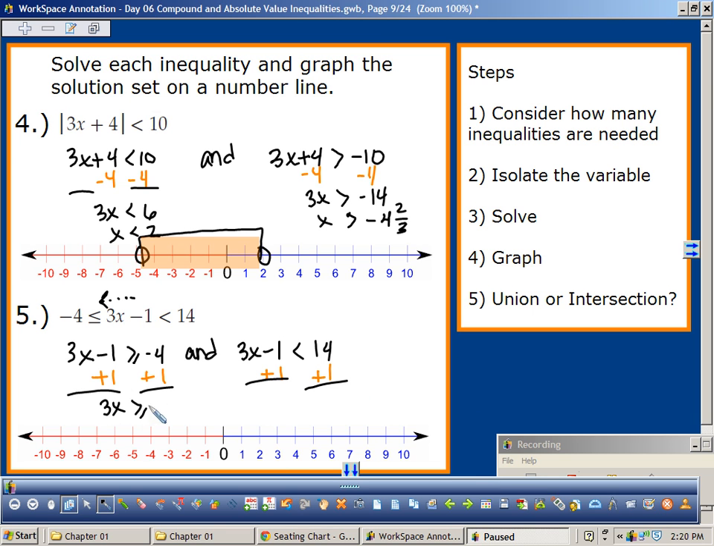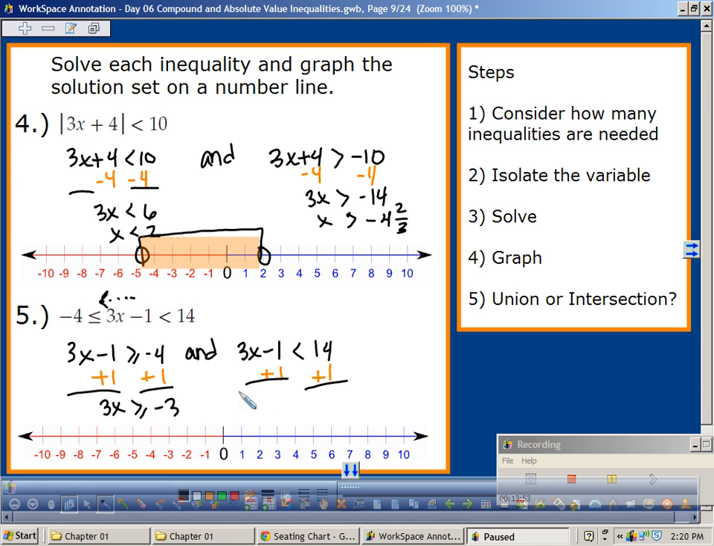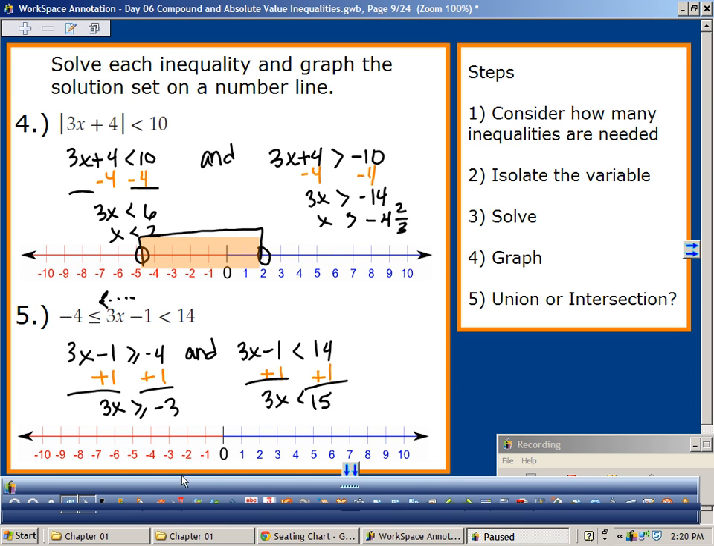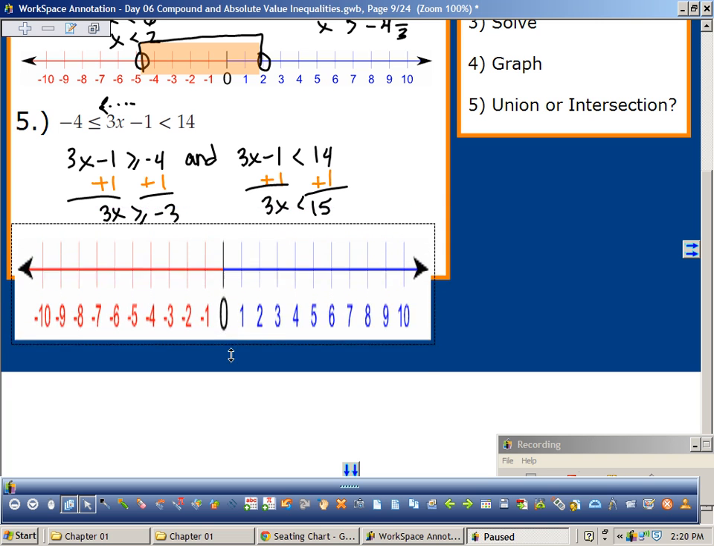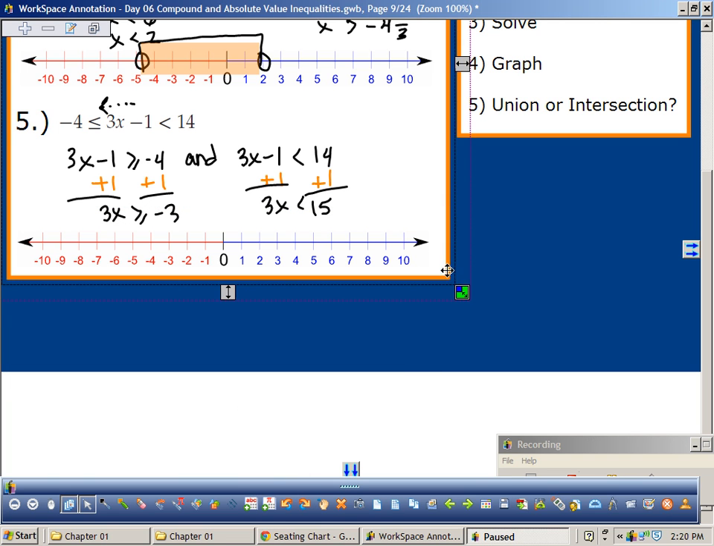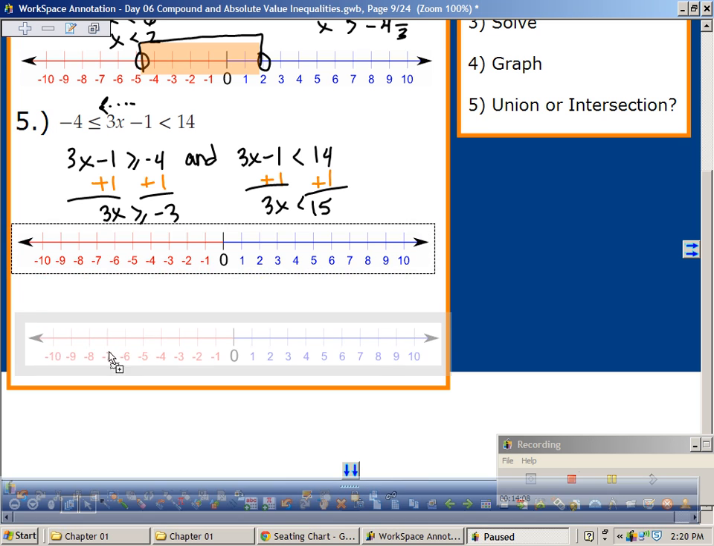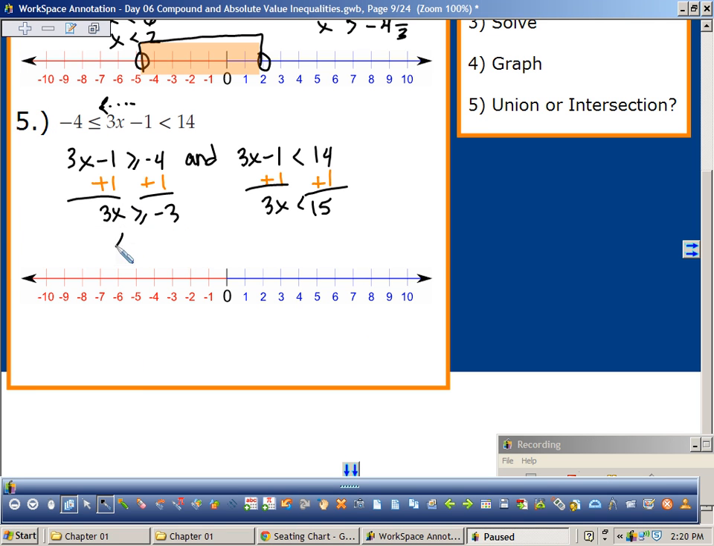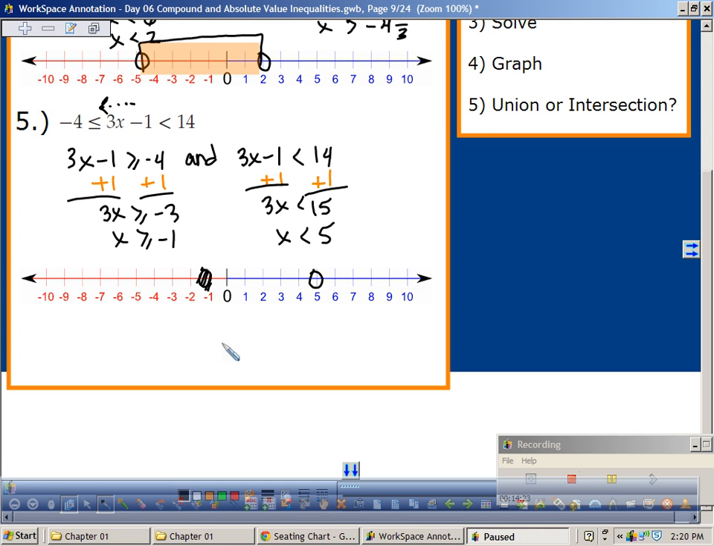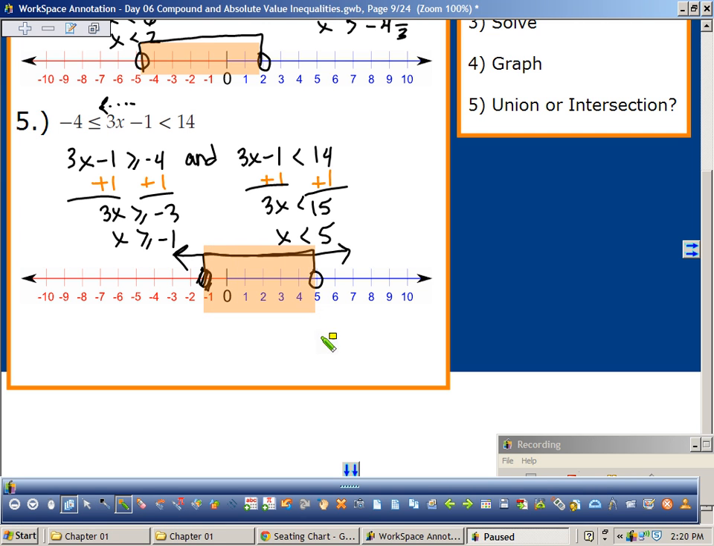So 3x is greater than or equal to -3, and 3x is less than 15. So x is greater than or equal to -1, x is less than 5. Here's 5. Here's -1. And here's your intersection. Questions?